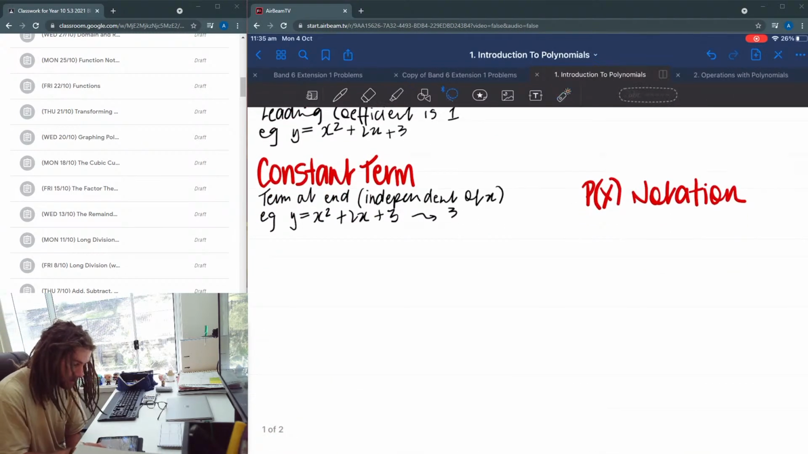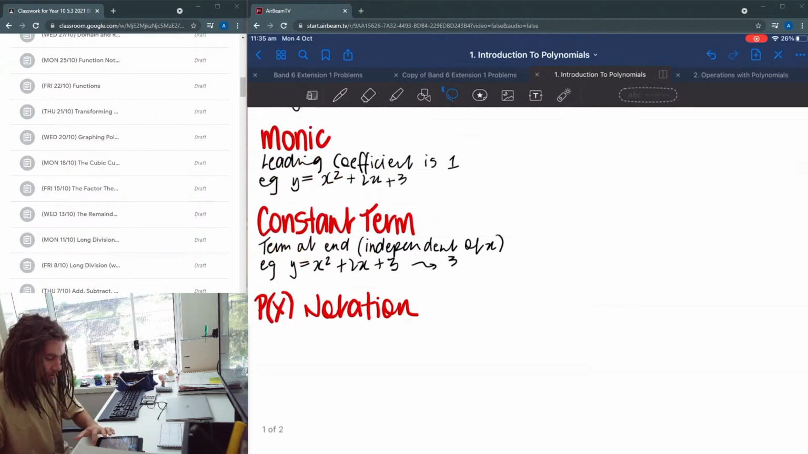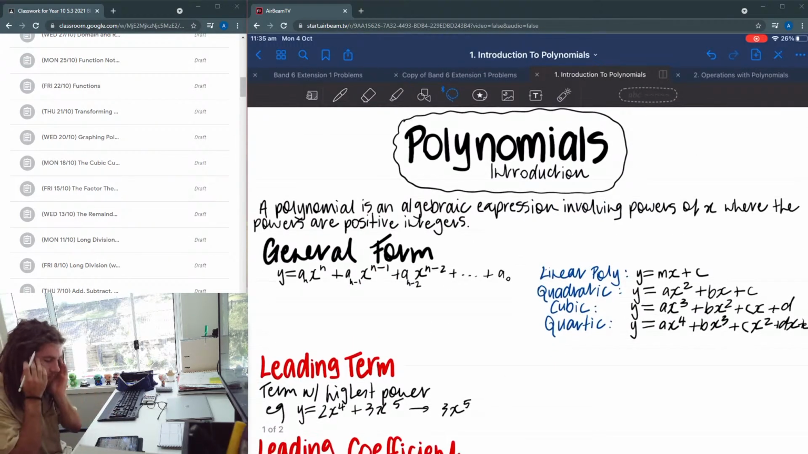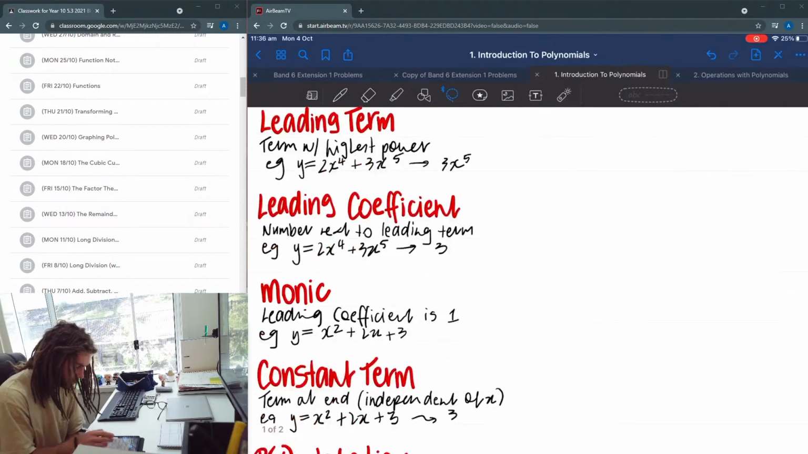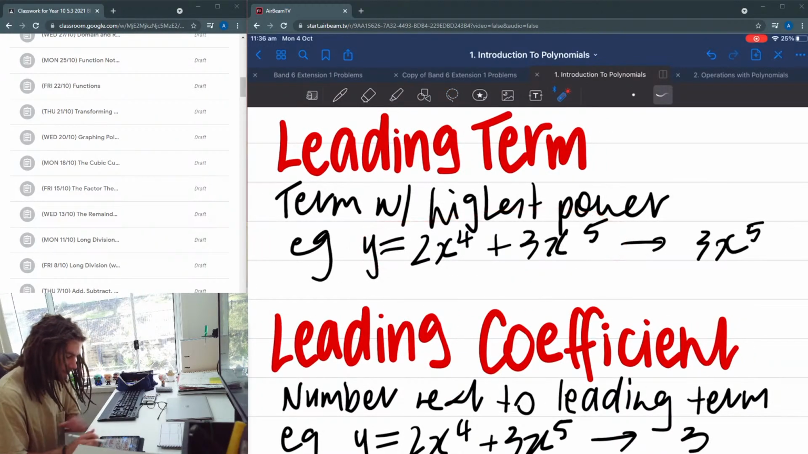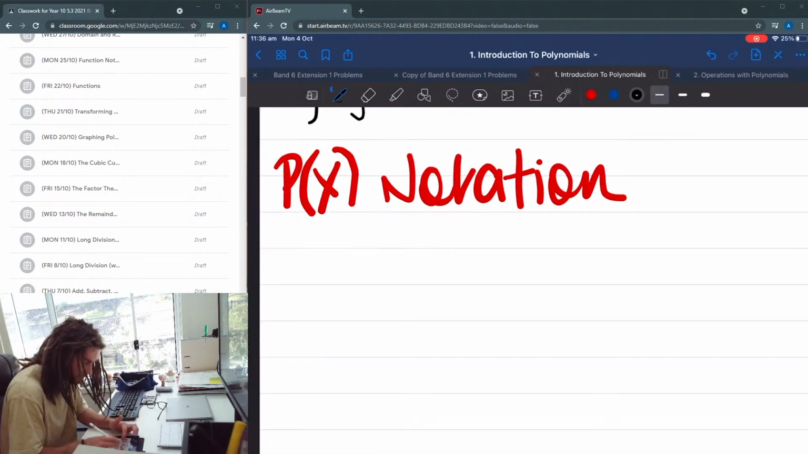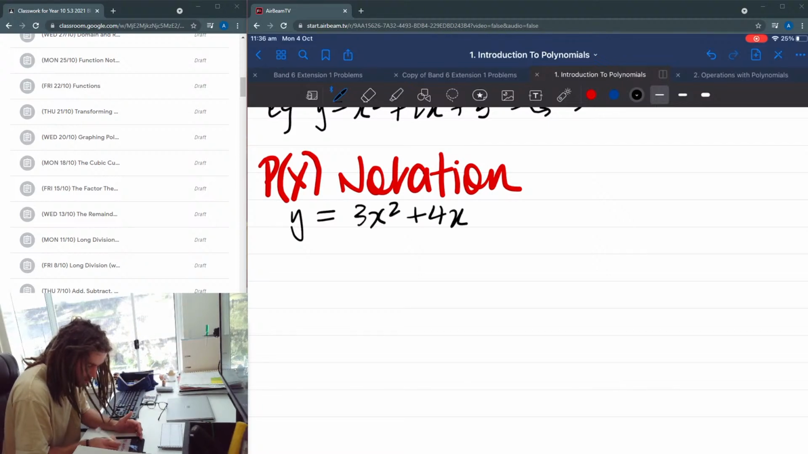Okay, and the last thing is my p of x notation, which we haven't seen yet. I don't want this video to be too long, it already is. So essentially, when we're looking at polynomials, don't think of the graph for a second, just think of the equation. Let's just make up a new one: 3x squared plus 4x plus 2.